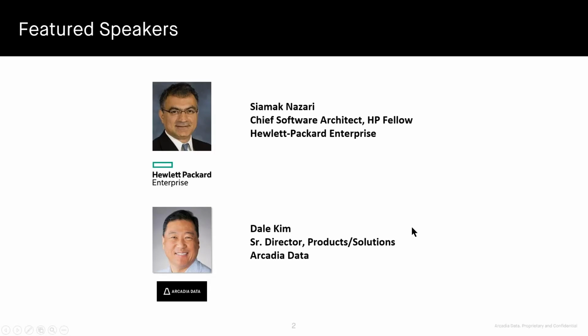Joining me is Siamak Nazari, Chief Software Architect and HP Fellow of Hewlett Packard Enterprise. To quickly summarize his background, Siamak has many years of experience working on distributed and highly available systems. He is responsible for setting technical direction of the portfolio of software enhancements for the HPE 3PAR division. His current area of focus is solid-state storage systems and the software for a new class of storage systems.